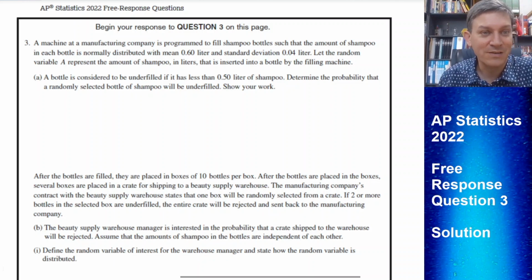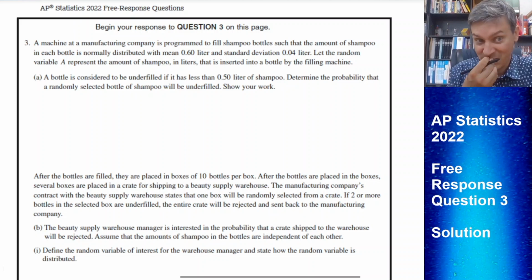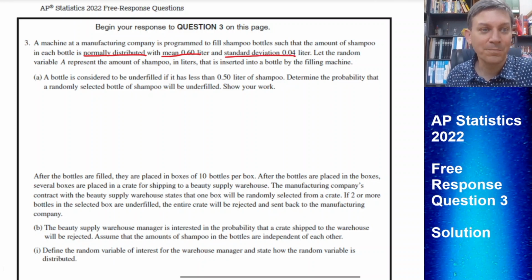A machine at a manufacturing company is programmed to fill shampoo bottles such that the amount of shampoo in each bottle is normally distributed with a mean of 0.6 liters and a standard deviation of 0.04 liters. Okay, so already there's some important information we need there. A machine is filling bottles and the amount of shampoo in each bottle is normally distributed, and it gives you the mean and the standard deviation. So that will definitely be used later on.